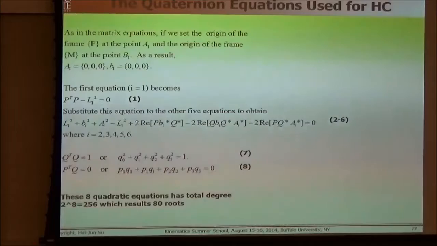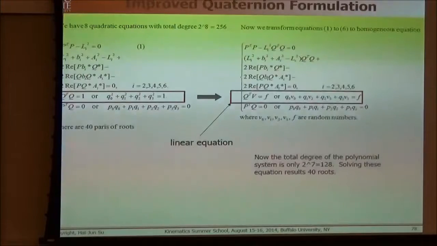The details I'm not going to go through. But you end up having a total degree of 2 to the power 8, that's 256. It actually gives you 80 roots, and you can actually cut down by half. You can actually see the roots are in pairs.